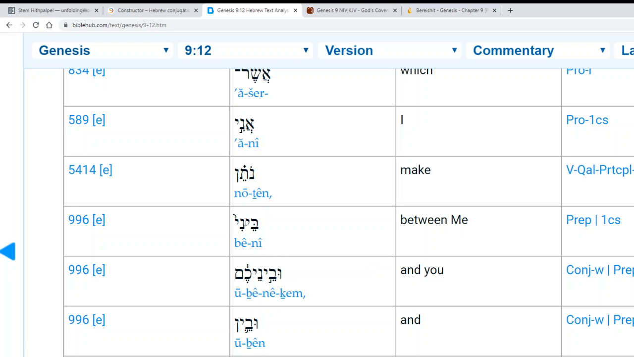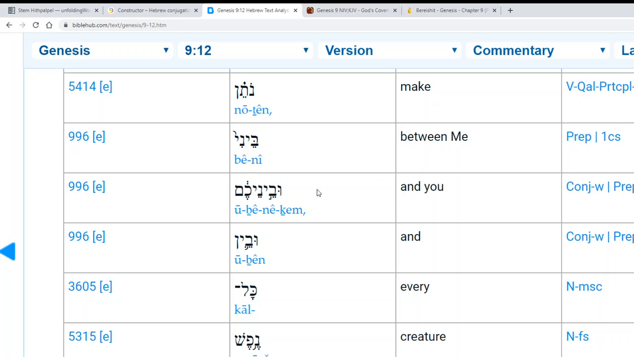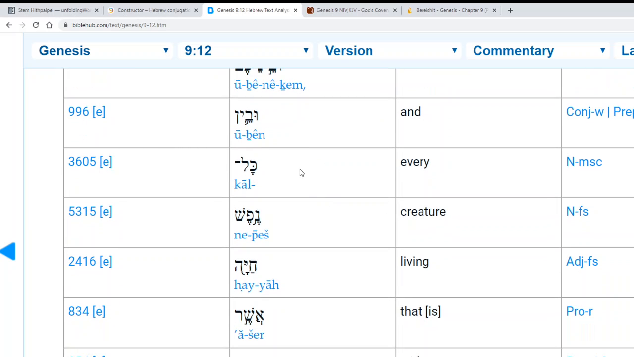Beini uveinechem, right? So vein, we've talked about, is between. Beini, the yud at the end telling you that it's in the first person singular. Beini uveinechem, and it's written with the yuds, as is the second time, a conjunctive vav. Beinechem, between all of you, right? Second person masculine plural, between me and all of you. Uvein, so conjunctive vav, again the preposition bein with between.